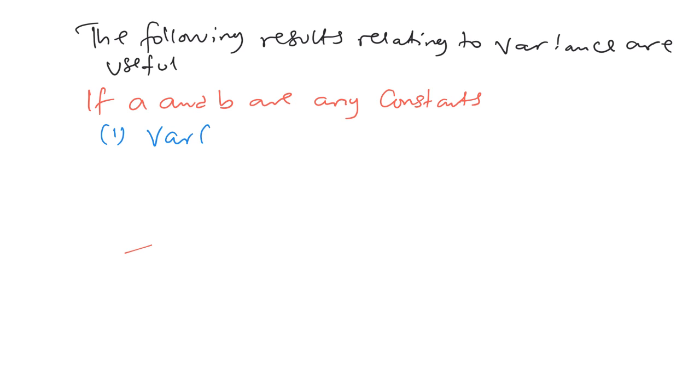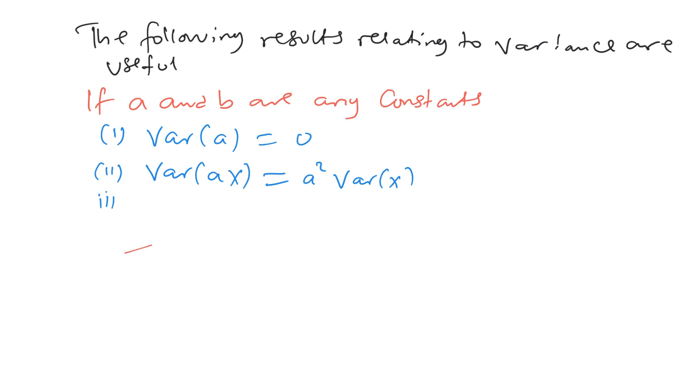One, the variance of a constant is equal to 0. Two, the variance of ax is a squared times the variance of x. Three, the variance of ax plus b is equal to a squared times the variance of x. Okay, so these results are important in discussing this area of discrete random variables.